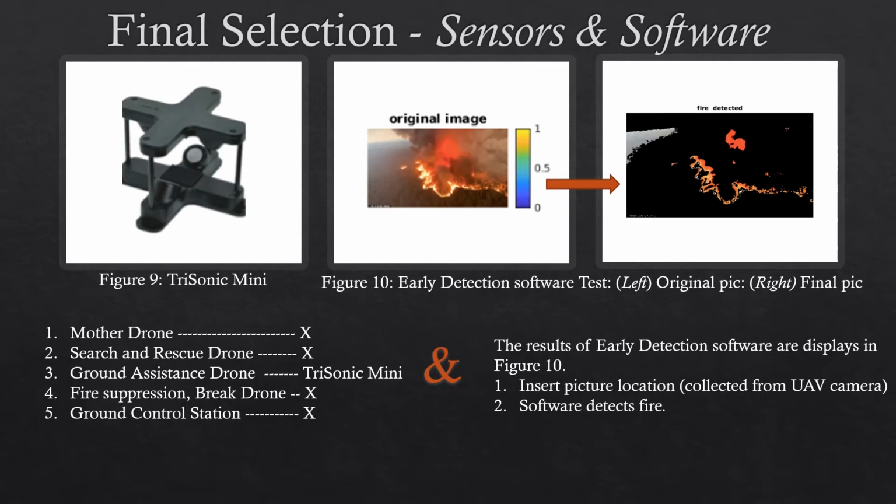The original image with the fire, when run through the code, detects fire and lets the people at the ground control station know about the same. This would help cut down the labor costs while running the mission.